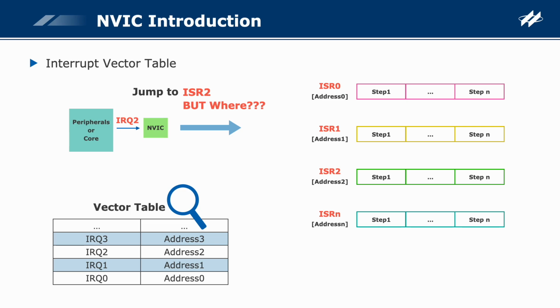Returning to the previous example, the vector table lookup yields address 2 as ISR2's starting location, and the program will jump to the correct address 2 for execution. In simple terms, the interrupt vector table is a table that maintains the starting addresses of all ISRs. When an interrupt or exception occurs, the processor indexes into the interrupt vector table with the IRQ number to retrieve the associated ISR starting address, thus executing the correct interrupt handler.